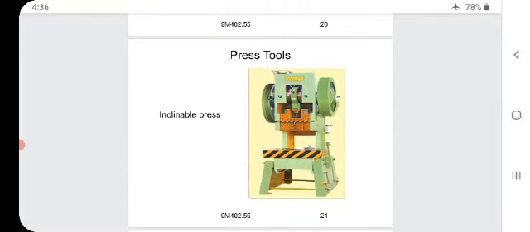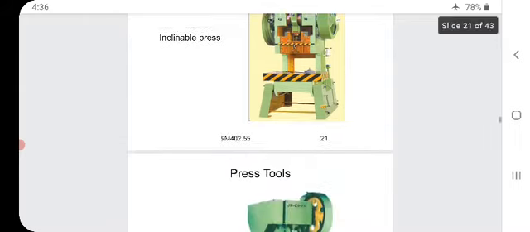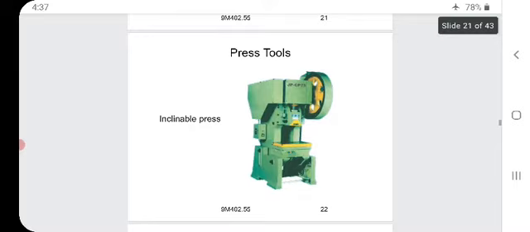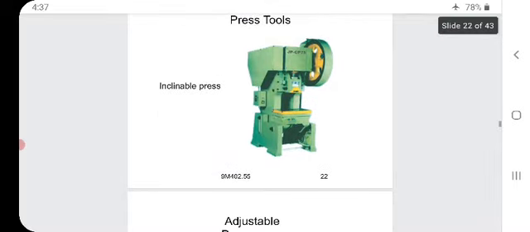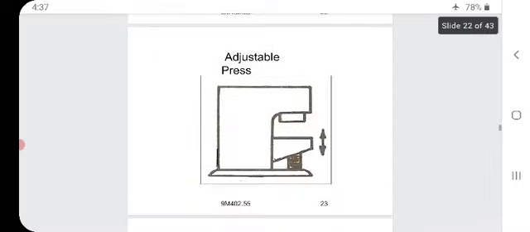So this is a solid figure for the inclinable press. Here also you can see the inclinable press. Next is an adjustable press.